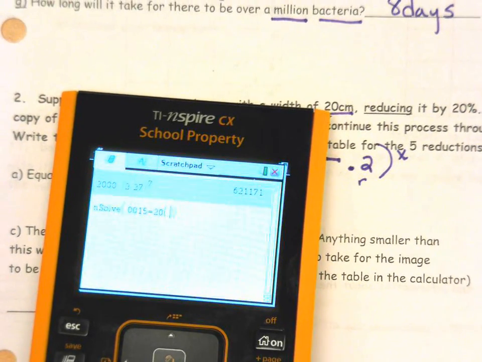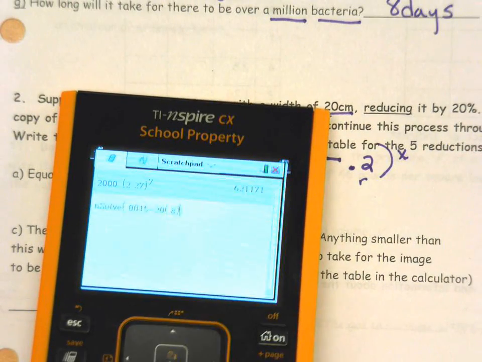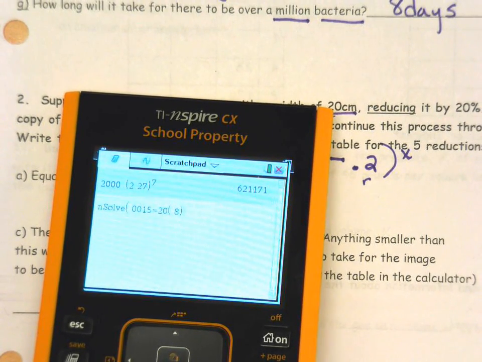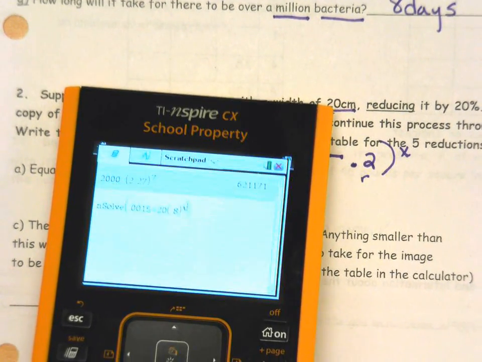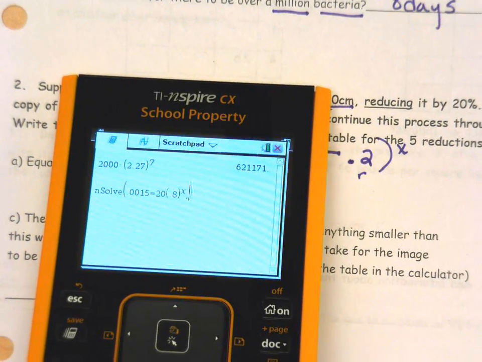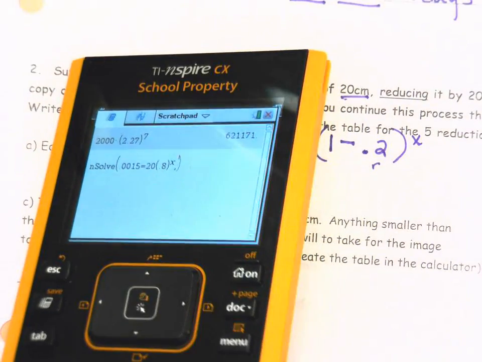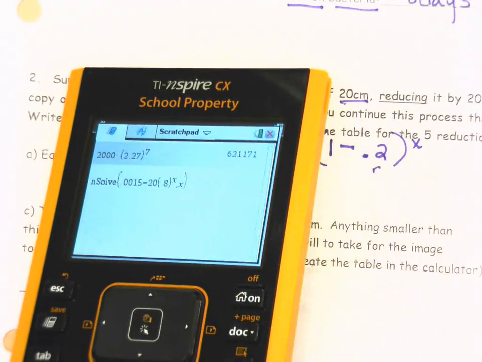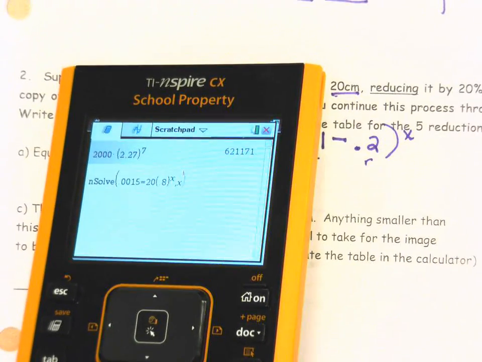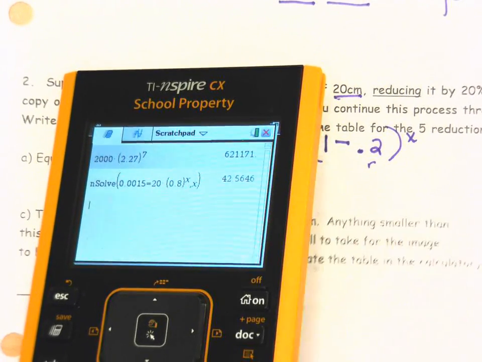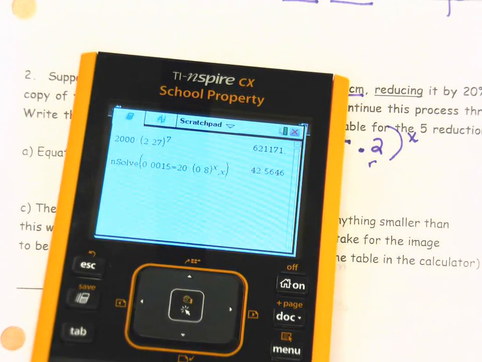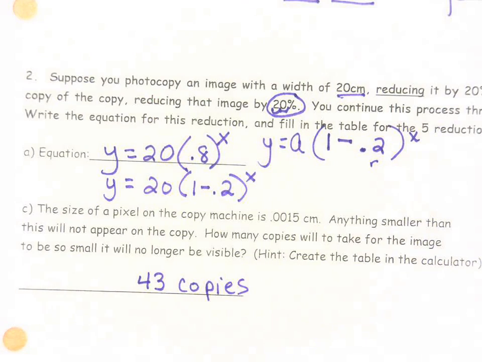which was 20, our rate of change, which was 0.8, and then in parentheses, and we want to raise that to the x power, and then I'm going to arrow over so it goes down so I can put a comma, x, to tell it what variable, and remember x is our number of copies, and so if I press enter it will tell me, and so it's 42.56, so rounded that would be 43.